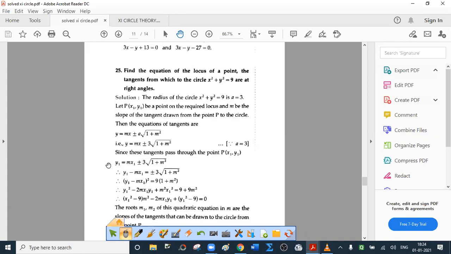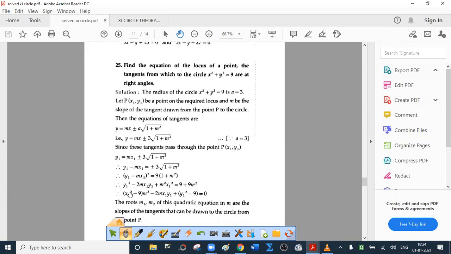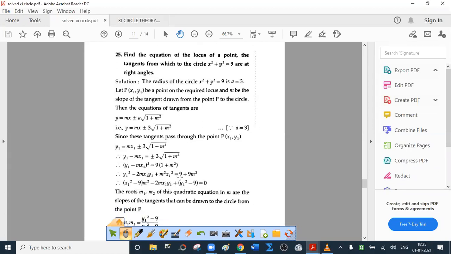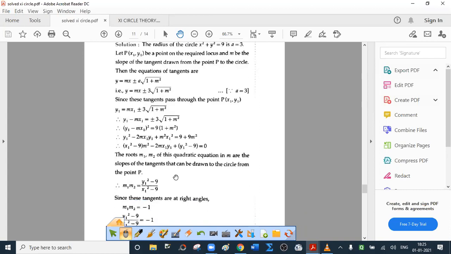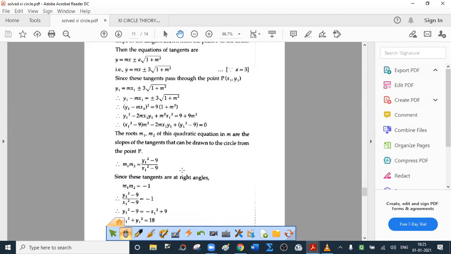Same logic. Shift this term to LHS, square and so on. Actually, you should remember this. x1 square minus a square, m square, minus 2x1 y1 m plus y1 square minus a square equal to 0. The only thing is a square in this case is 9. The roots m1, m2 of this quadratic equation are slopes of the tangents that can be drawn to the circle from the point P. Now product is constant term upon coefficient of square term. But tangents are at right angles. So equate m1 m2 with minus 1. Rearrange the terms.